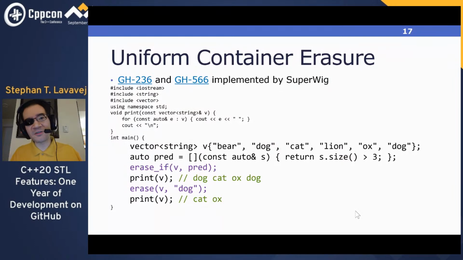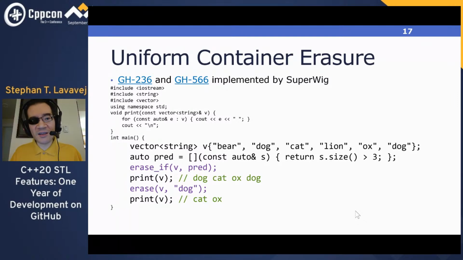In C++20, there's a feature, uniform container erasure, that I had originally proposed for the library fundamentals TS, and then was later moved into the standard library. This took the form of a pair of papers that were implemented by our contributor Superwig. So here I've got an example. If I have a vector of string, and just fill it with the names of some animals, then I decide, okay, I don't want any animals whose length is greater than 3 characters.